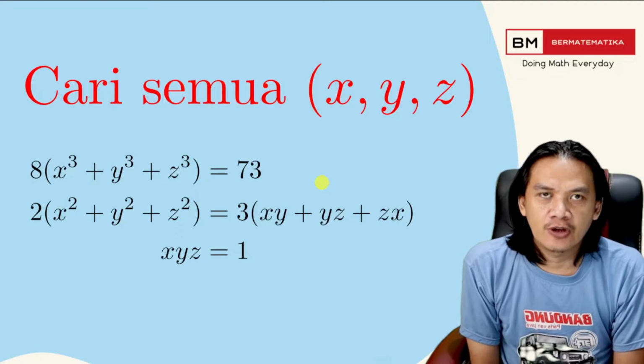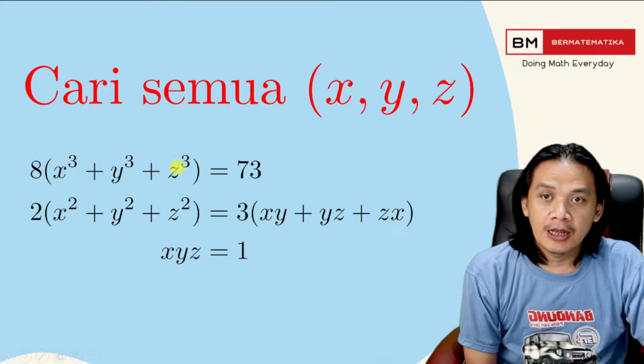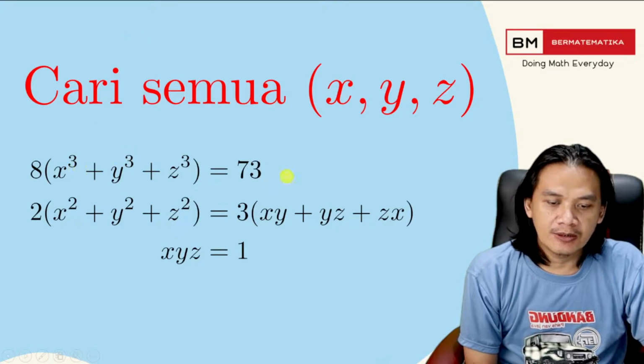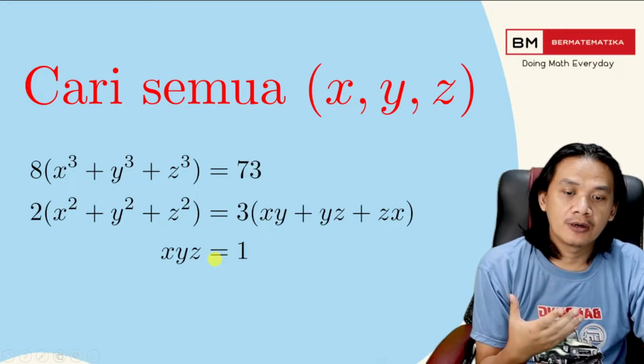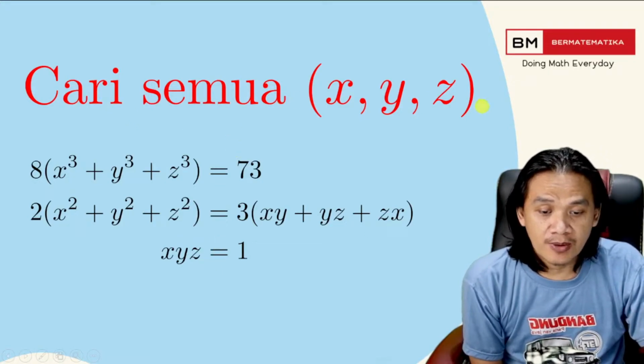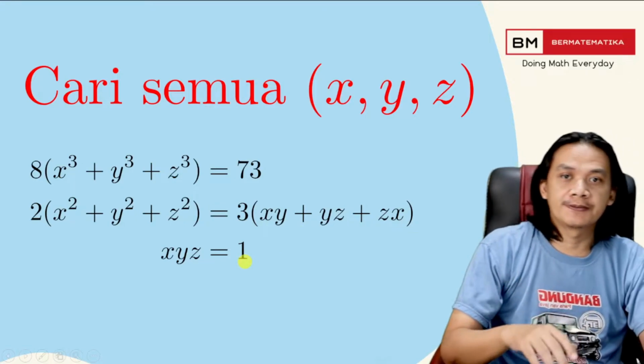In this video we are going to discuss the following problem. We have a system of equations which consists of three equations. We are looking to find all x, y, z that satisfy this system of equations.